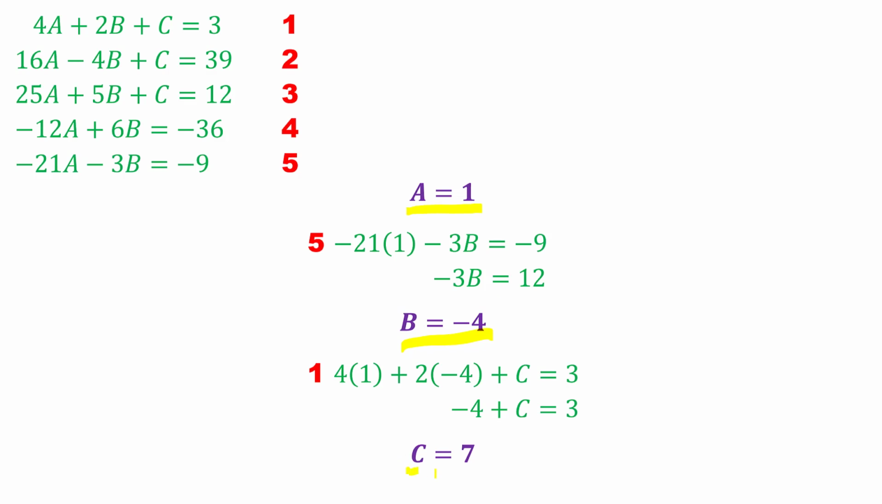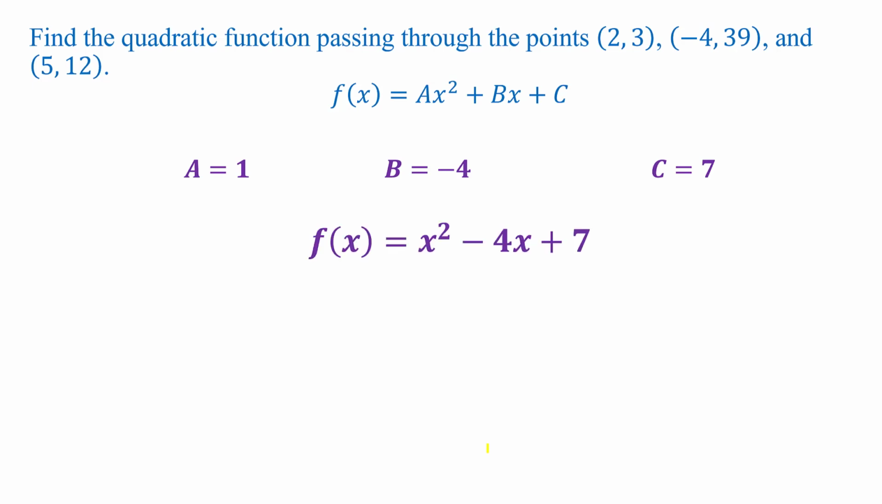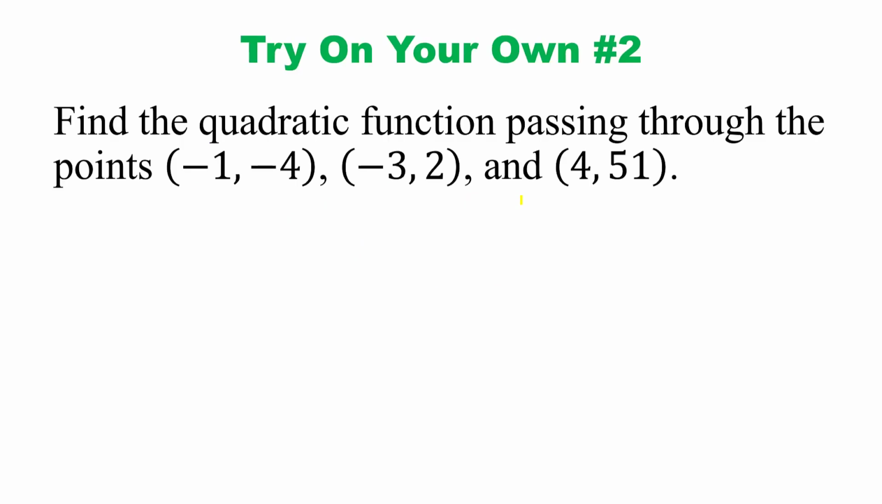Okay, so at this point we've solved for a, b, and c. What do we do with these numbers that we found here? Well, we're trying to find the quadratic function where we have f(x) = ax² + bx + c. We know that a = 1, b = -4, and c = 7. We just plug in those numbers into our function, and we end up with f(x) = x² - 4x + 7. Try on your own number 2. Find the quadratic function passing through the points (-1, -4), (-3, 2), and (4, 51).